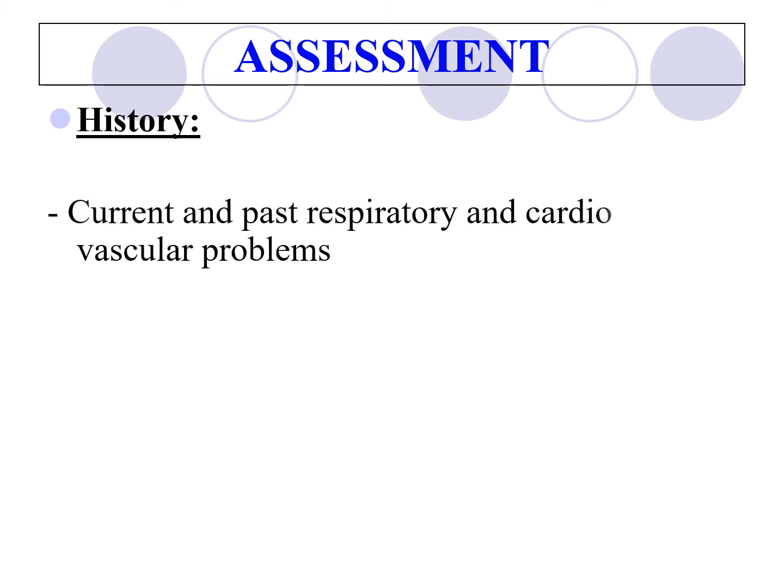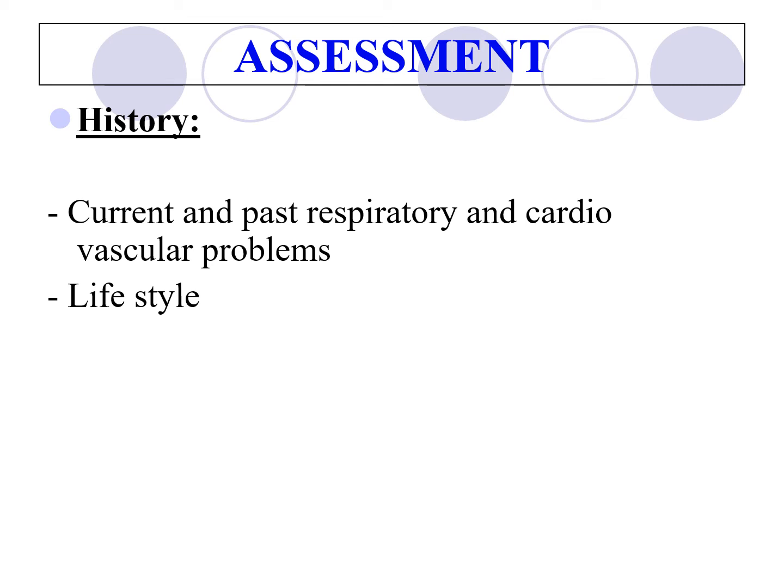Then we will come to the assessment of respiration or oxygenation. We will go to the history of the client. We have to take the current and past respiratory and cardiovascular problems. So we have to ask the client if he has any previous history of respiratory disease or cardiac problem that might affect his respiration. Also, lifestyle: what is the usual activity that he is doing.